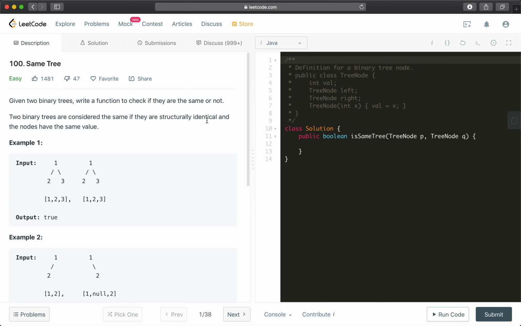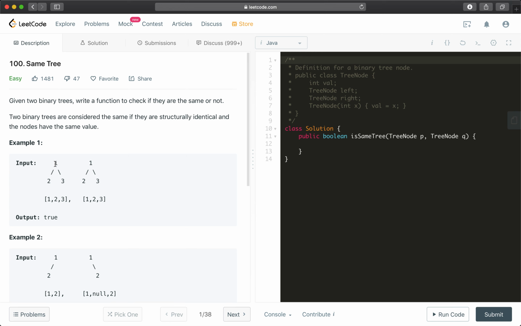All right, with that said, let's take a look at this problem. It's called Same Tree. The problem goes like this. Given two binary trees, write a function to check if they are the same or not. These two binary trees are considered the same if they are structurally identical and the nodes have the same value. For example, let's take a look at example 1.